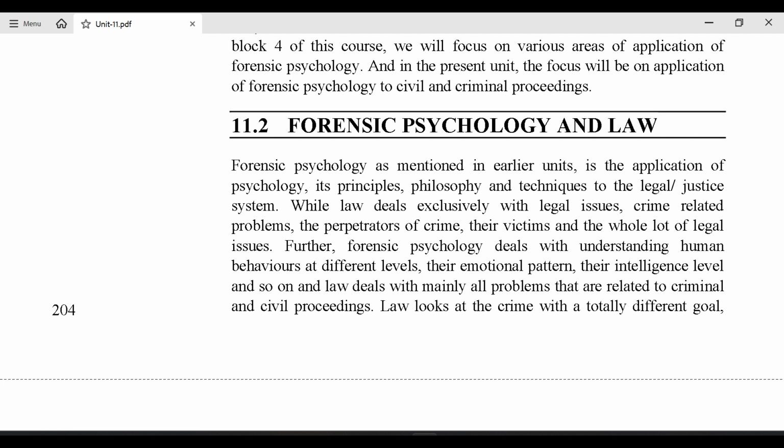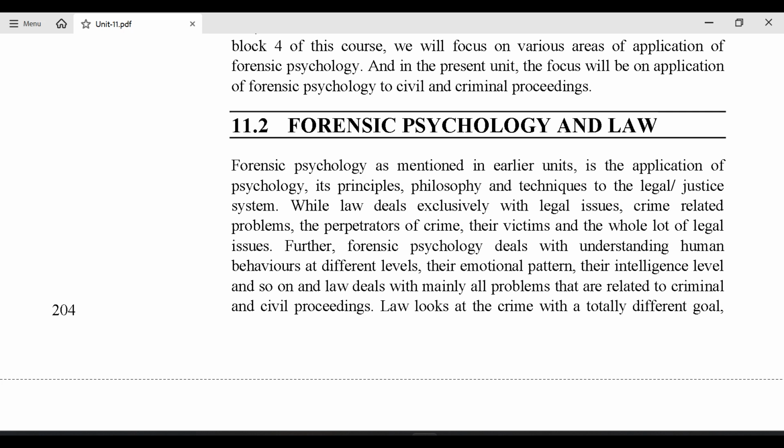Forensic psychology, as mentioned in earlier units, is the application of psychology, its principles, philosophy and techniques to the legal/justice system. While law deals exclusively with legal issues, crime-related problems, the perpetrators of crime, their victims and the whole lot of legal issues, forensic psychology deals with understanding human behaviors at different levels, their emotional pattern, their intelligence level and so on, and law deals with mainly all problems that are related to criminal and civil proceedings.